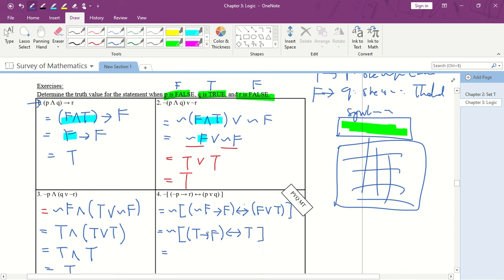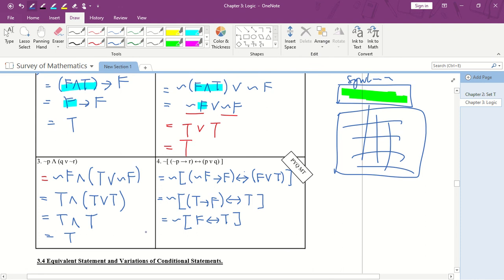And of course, you know that true to false is false, okay? Only true to false is false. The others are true. So false to true. So now, false biconditional true. So remember, for a biconditional, only when both of the items here are the same can it become true, or else it is false. So this whole thing will make it false. So the negation still stays here, and false. And negation of false is equal to true. And that's it. Okay? We are done for the third part.